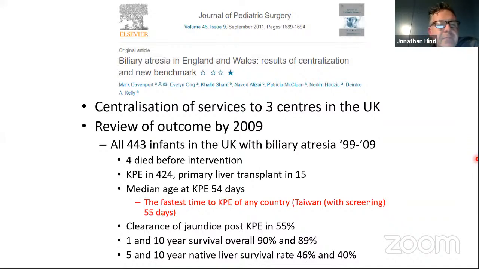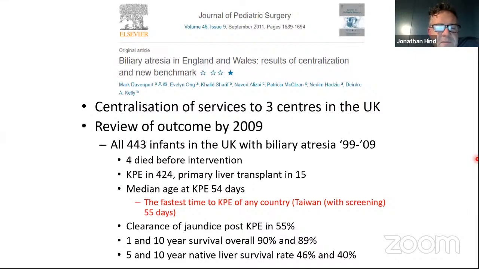So, screening and centralisation of services. This was done in the UK to only 3 centres that look after biliary atresia and do Kasai portoenterostomies. They looked at all 443 infants in the UK with biliary atresia in the 10 years after centralisation. The median age at Kasai was down at 54 days, which was the fastest time to Kasai of any country, even including Taiwan, where it's the commonest.